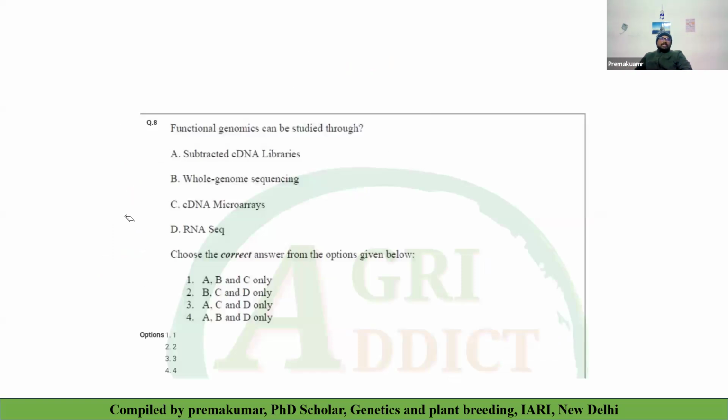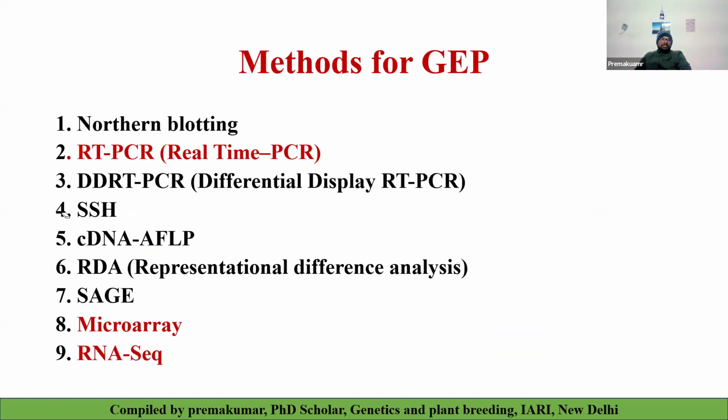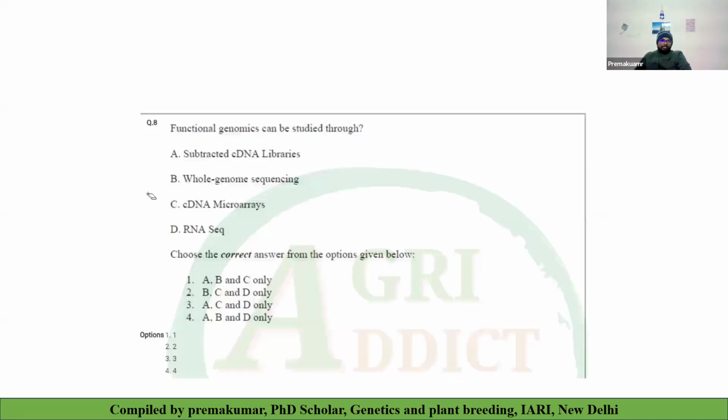Then the function of a gene can be studied through subtracted cDNA libraries, that is your SSS only, subtracted cDNA libraries only. Through whole genome sequencing, we can't study the function. We can only know the structure of the genes. A, C, D will be the answer. Okay.